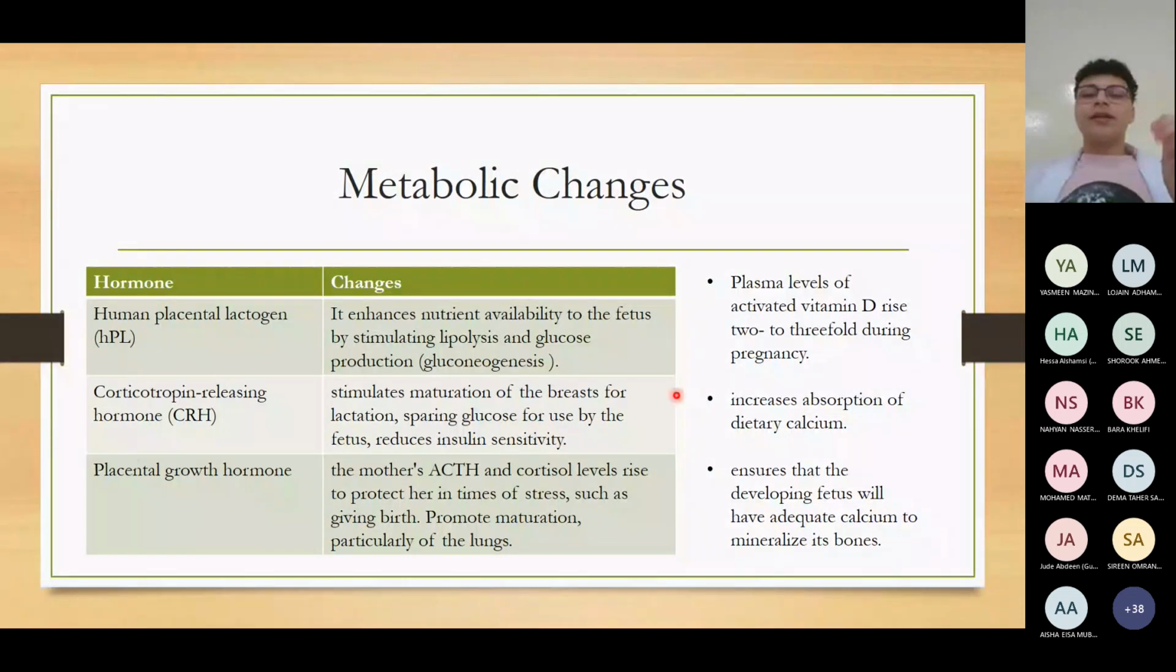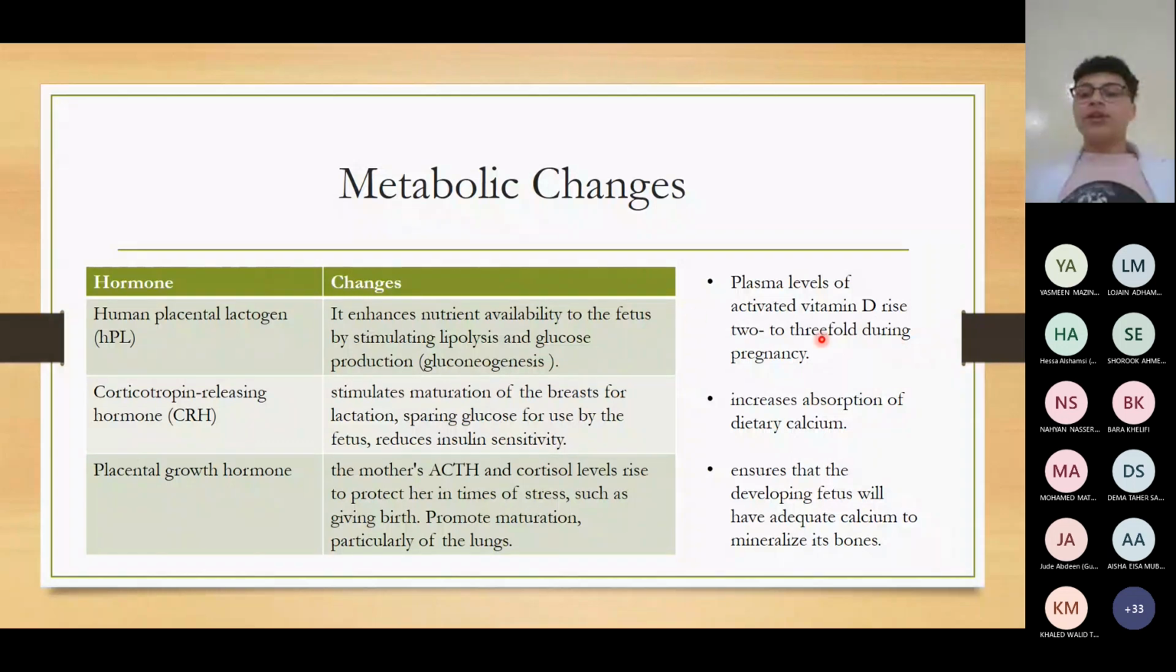Okay. For the other metabolic changes, there is vitamin D. Why do we need vitamin D? As you all know, vitamin D is very important for the absorption of calcium. If we do not have vitamin D, we won't be able to absorb calcium. Okay. Why is calcium important? Bone formation, bone development, to get strong bones. Subhanallah. So that's why we need vitamin D.